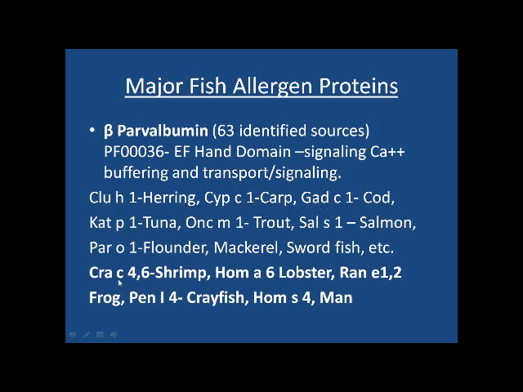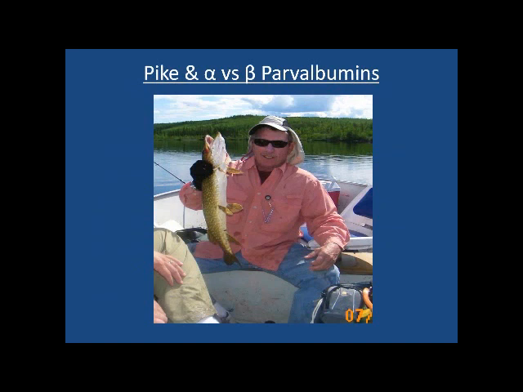But you also see it in shrimp. You see it in lobster. You see it in frog. You see it in crawfish. And man even has his own alpha and beta parvalbumin. So the interesting thing there is that the alpha parvalbumins have not changed very much during evolution, but the beta parvalbumins have, and that's probably why they're more potent allergens. As a matter of fact, this is a really good-looking fisherman.